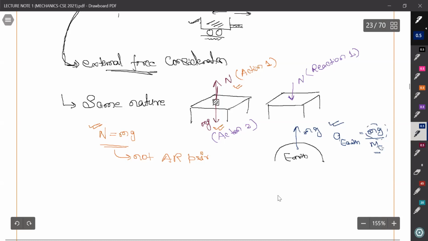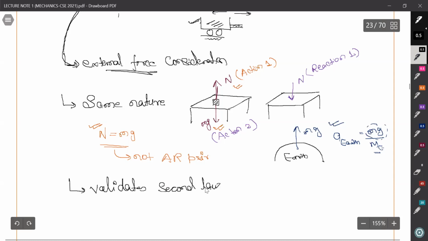Also, it validates Newton's second law. How does it validate the second law? The third law validates the second law. How? If it were not there, there would be no way to know whether acceleration results from a real force or is merely an artifact of a non-inertial frame. It is the third law that defines whether acceleration is real or just an illusion.